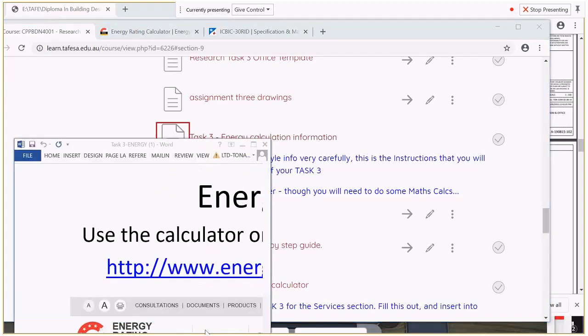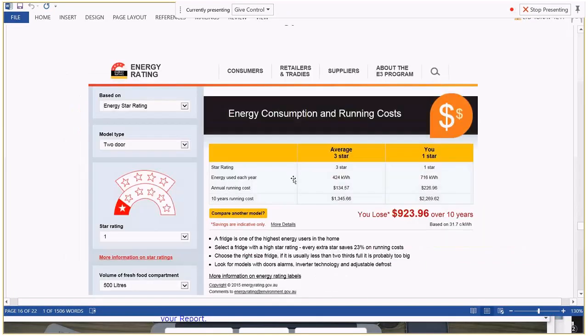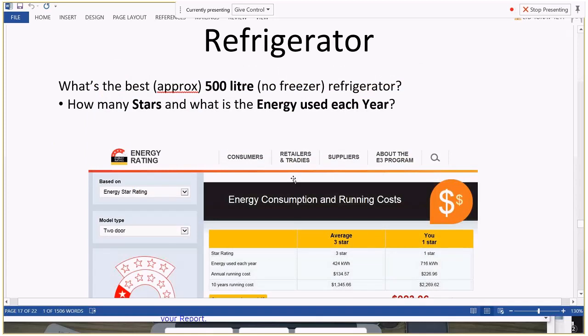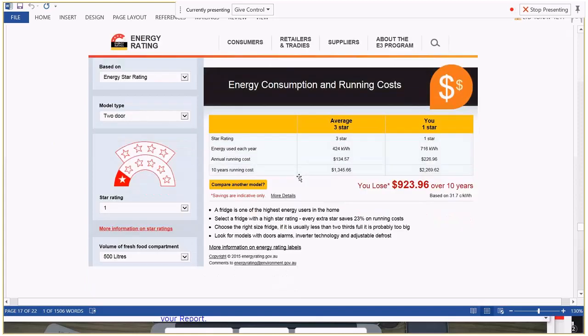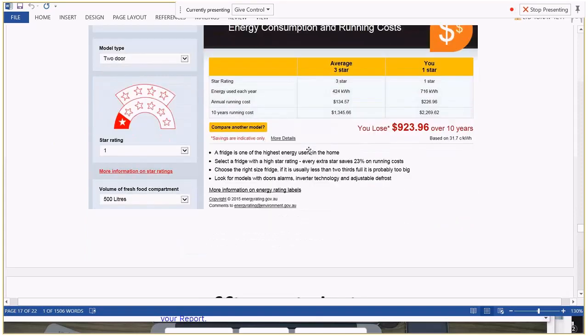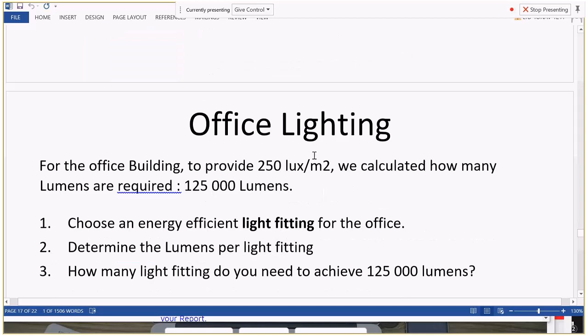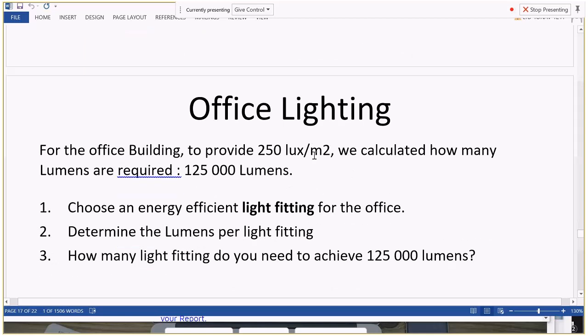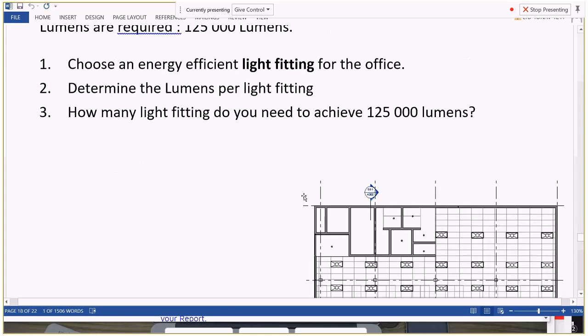Bring up our energy information again. So that's what you're going to have to do for your refrigerator, for your task: get a refrigerator, note down how many stars it has, get the name, do a search on that and find out what its annual electricity usage is. So for your office lighting, we've been through that process already.